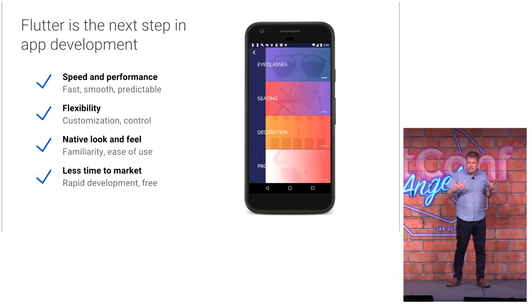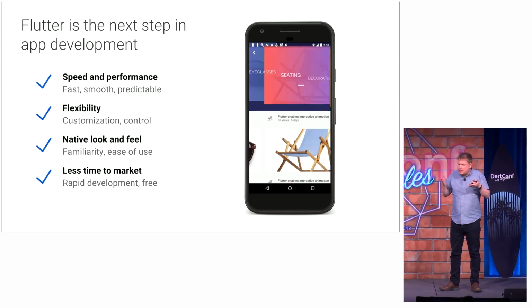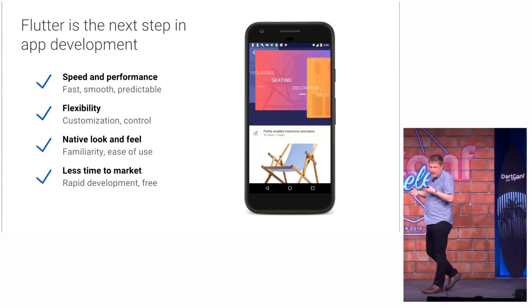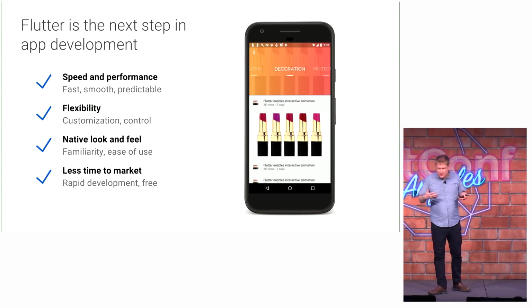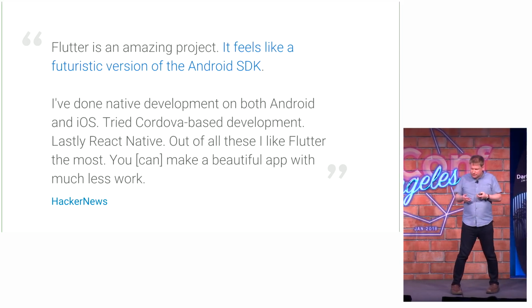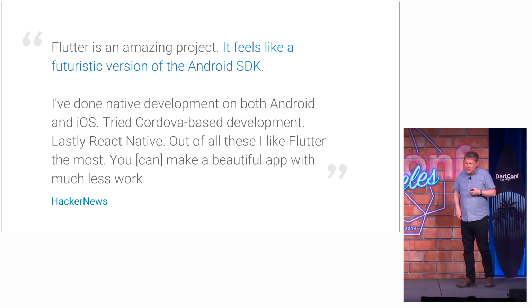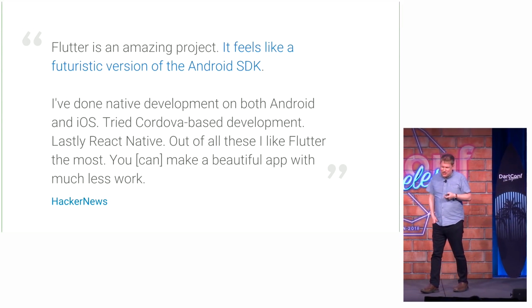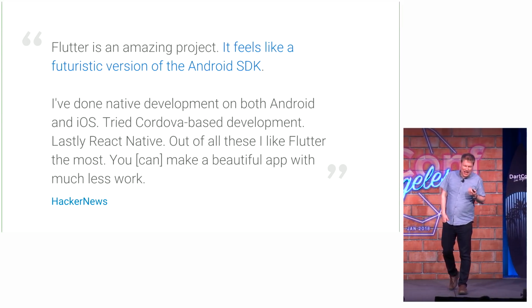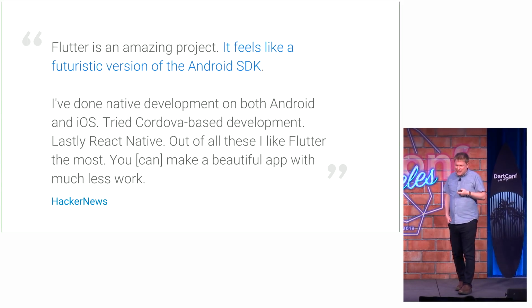And it being native means that you can always access the underlying APIs. You can still write parts of your app in Kotlin or Java or Swift or Objective-C, or leverage others' work with packages to make that happen as well. I love this little quote here from Hacker News. It feels like the kind of thing that I would have written myself. It feels like a futuristic version of the Android SDK.